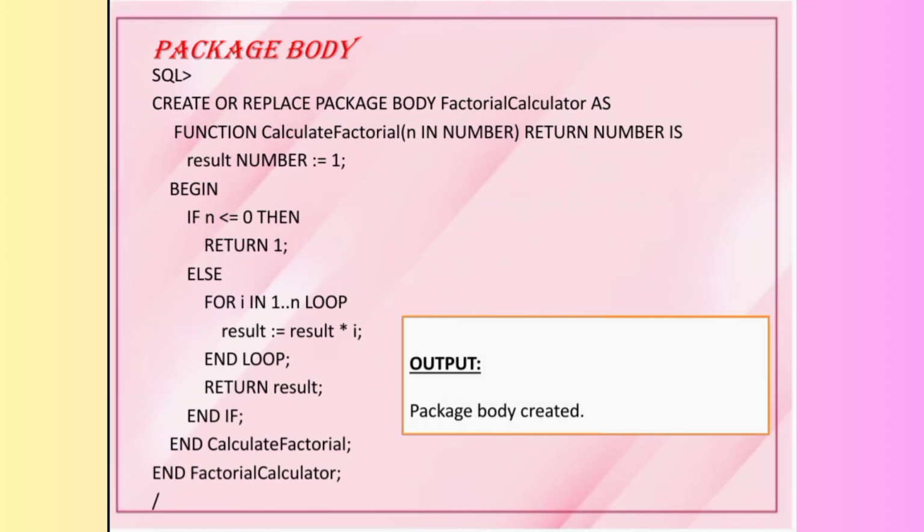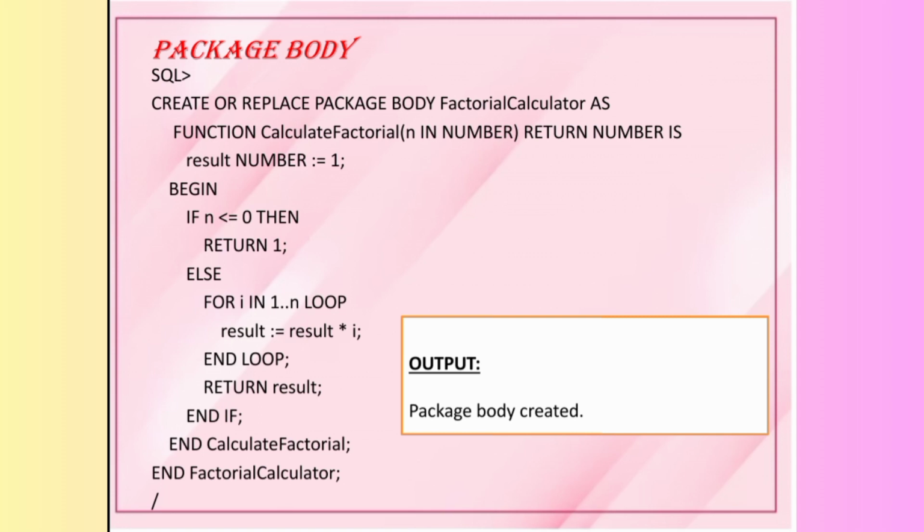After creating the package, we will write the coding for procedures or functions. While creating the package, we created the function called calculate_factorial. Here in step 2, we will write the coding for calculate_factorial. Create or replace package body, these are all keywords. Here factorial_calculator is the package name and the function name is calculate_factorial. So n is the parameter, and it should return a value.